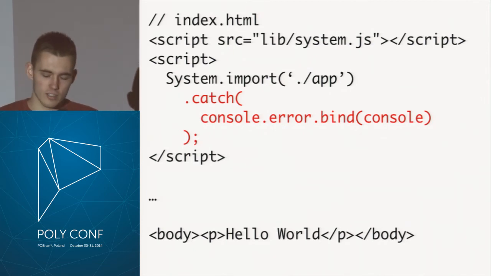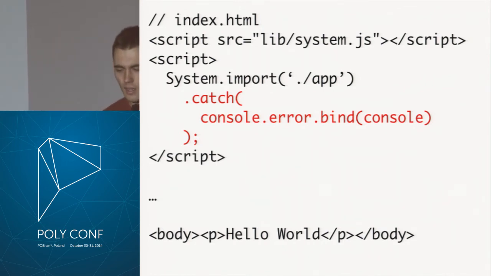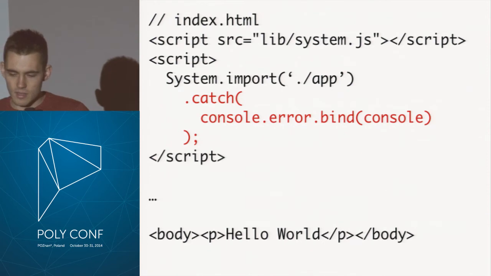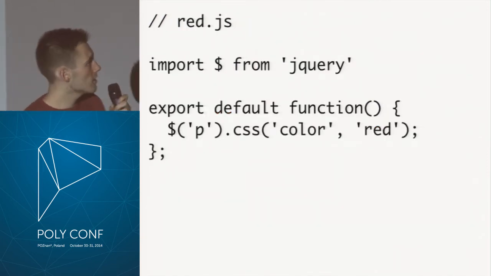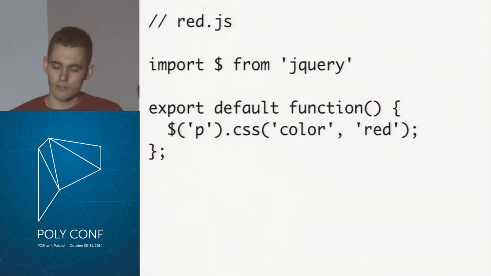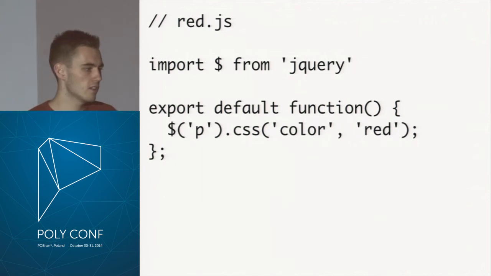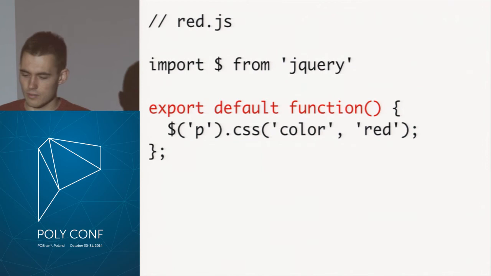And notice as well here, just as a second example, I've changed the bottom line to just have a paragraph with the text hello world in. So I've got my app.js, and what I've done is I've created a new file called red.js. This uses the ES6 syntax. It imports $ from jQuery. We export a default function, which takes that paragraph and changes the color of the text to red, and we export the default function.